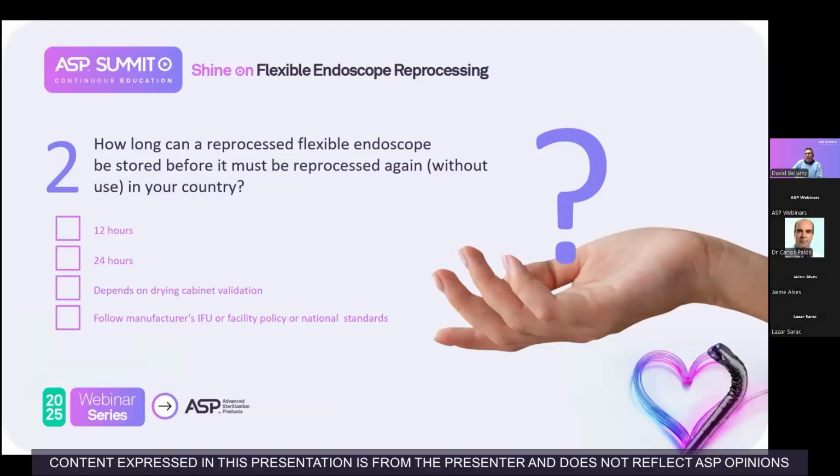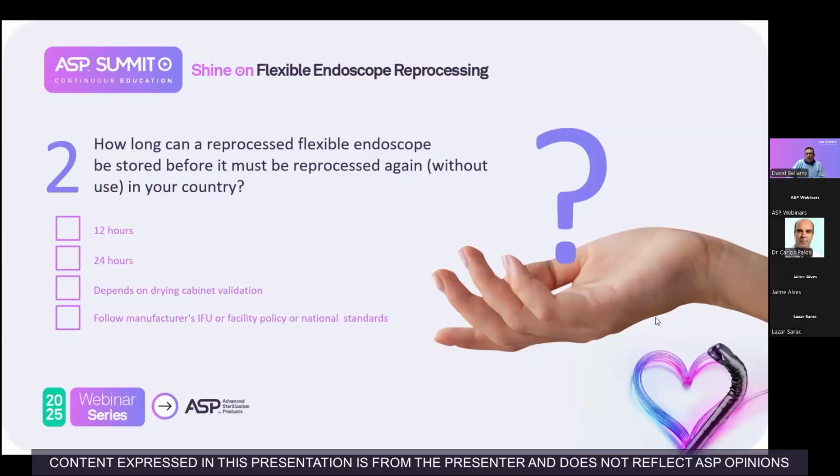So again, there's 12 hours, 24 hours, depending on the drying cabinet validation, or following the manufacturer's IFU and facility policy or national standards. A couple more seconds to get everybody in. Okay, I think I can end the poll now. We had two that were close and sharing. So there are the results: 33%, depends on drying cabinet validation, and 43% follow manufacturer IFU, facility policy, or national standards.